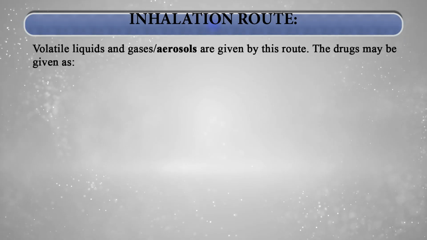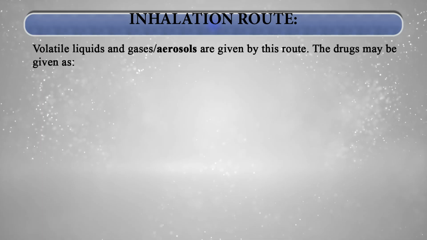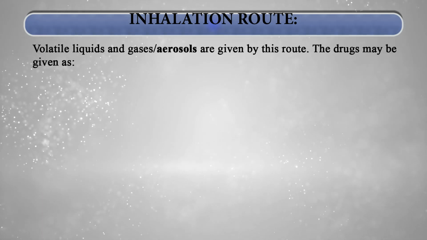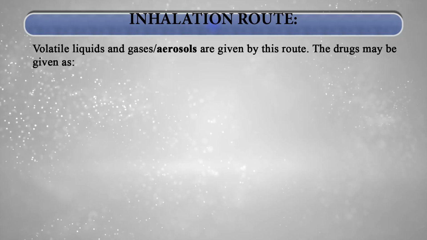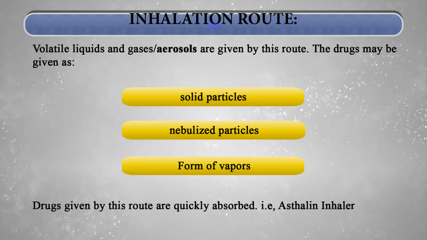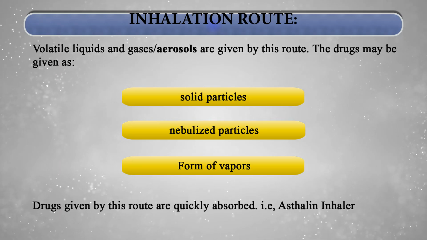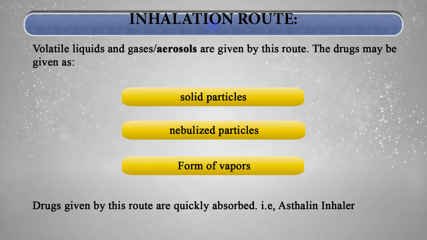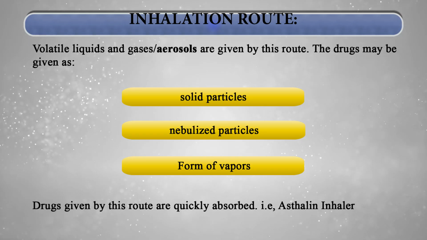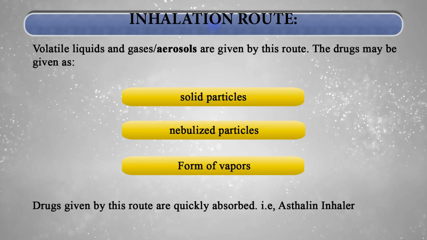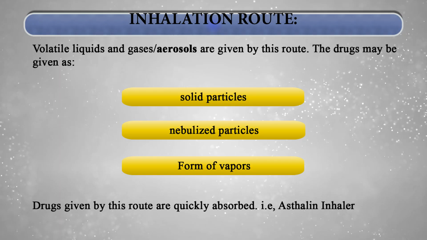Next we have the inhalation route. In this, certain kinds of volatile liquids or gases or aerosols are given which can be inhaled by the nose and the mouth. It may be a mixture of solid and liquid particles in the form of vapors. For example, the most common example as we know is the inhalers, Asthalin inhalers, which are given to asthmatic patients, and one more thing is that the drug goes directly into your lungs. So it is a very effective way of drug administration.